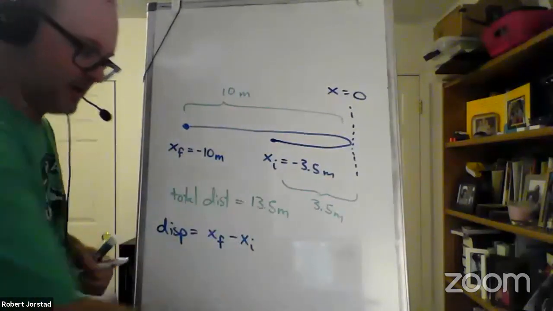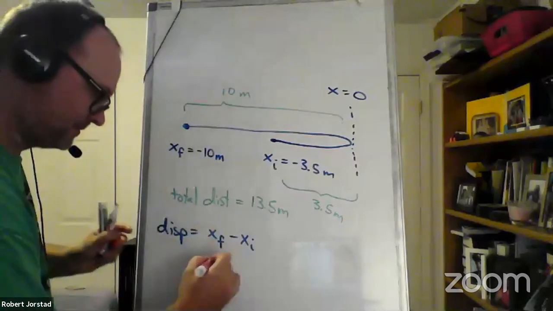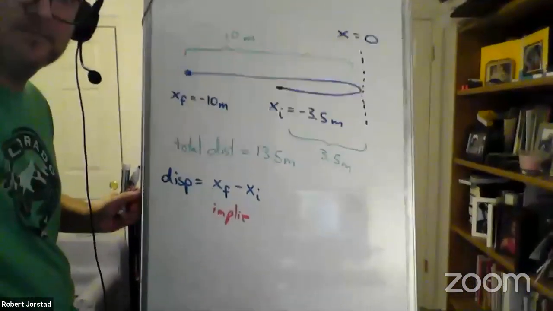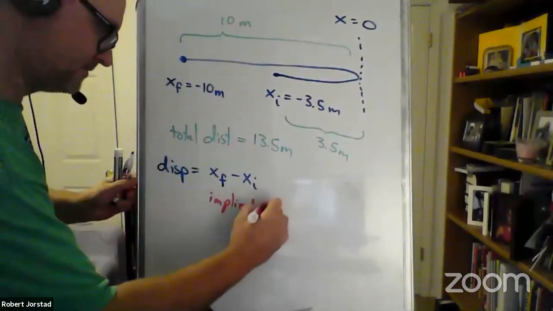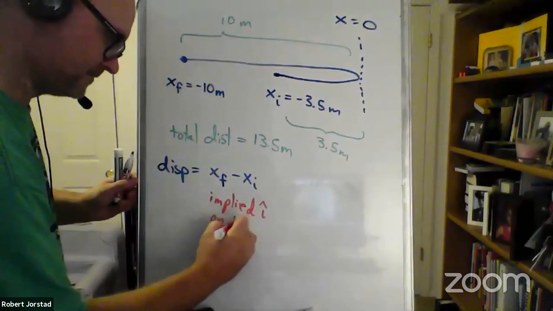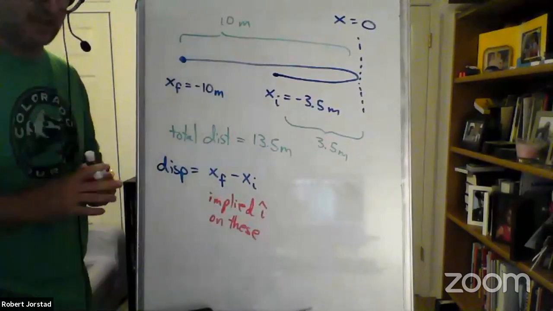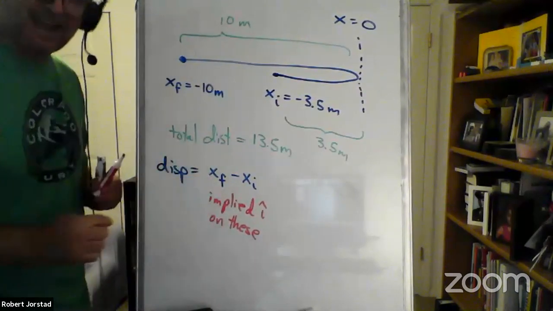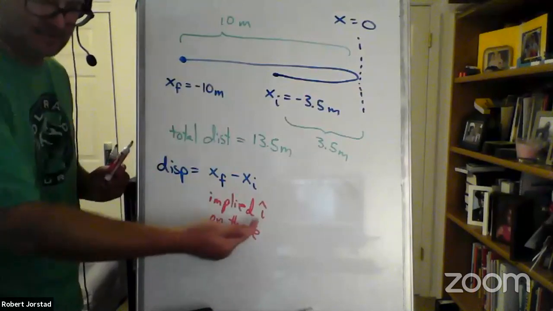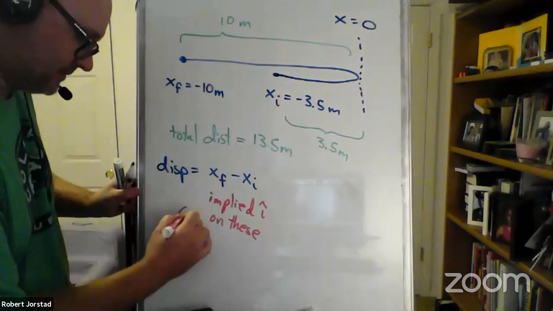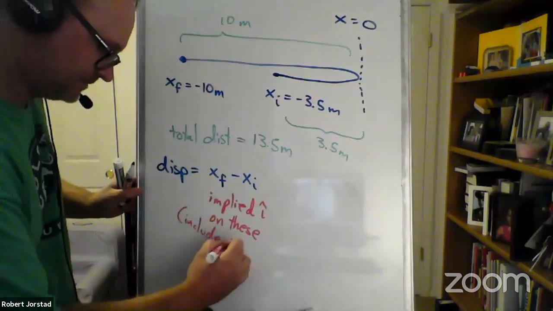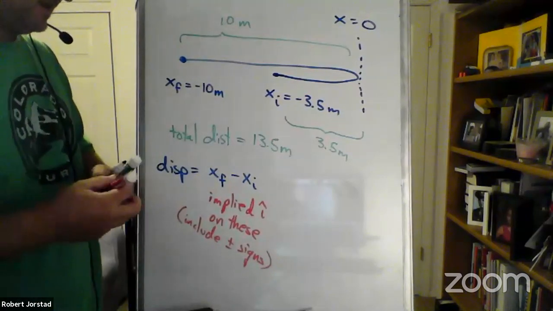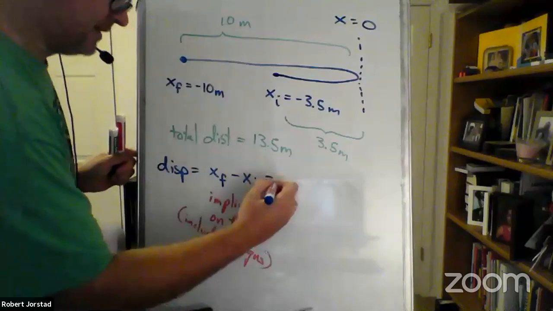Fine. In this case, the displacement is this. And you have to remember, this is what I've been saying all day, there's this implied i-hat on these. So nobody writes it, but we know that there's an i-hat. That means we have to include the plus and minus signs. That's essentially what this means. So much of physics at the beginning is getting your signs right. Okay. So in this case, let's just work it out.